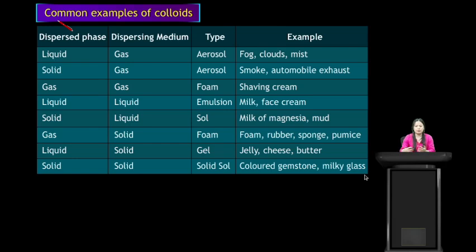Now there are different types of colloids depending on the state of the dispersed phase and dispersion medium given in this list. So try to remember the different types of colloids and the state of the dispersed phase and dispersing medium.